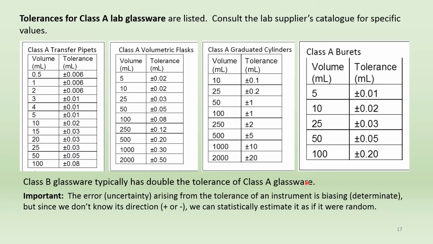And as a note, I said it on the previous slide, but I just want to point out again, the error or the uncertainty that arises from the tolerance of an instrument is biasing, is determinate. It's either always positive or always negative, but since we don't know the direction, we can statistically estimate the error as if it were random.